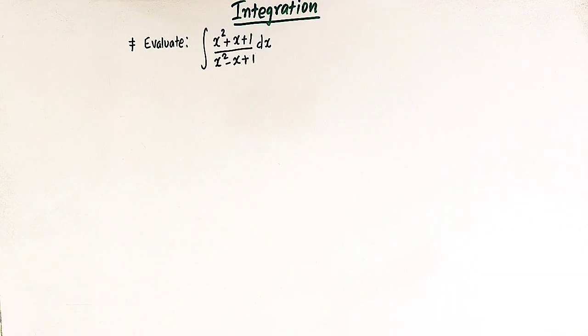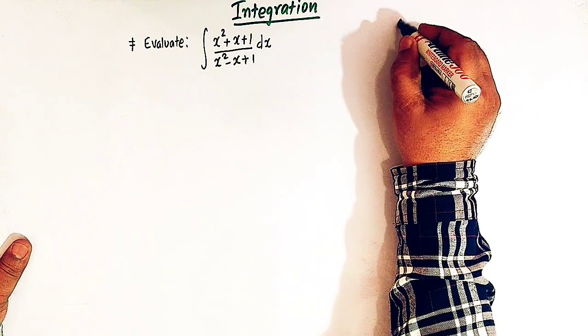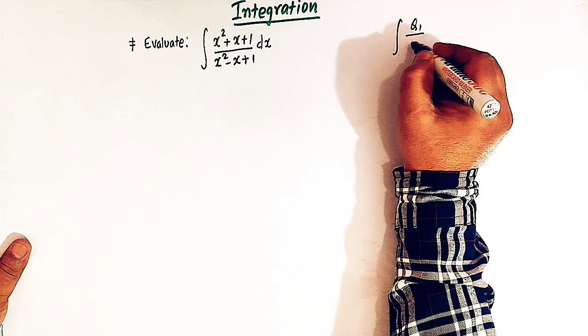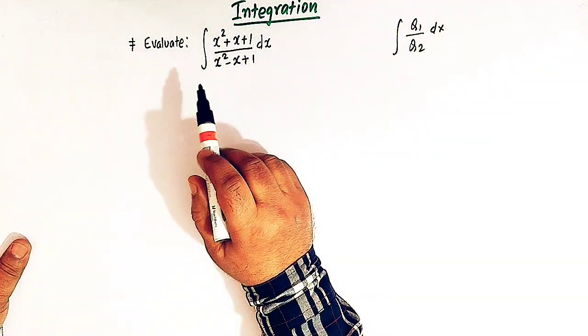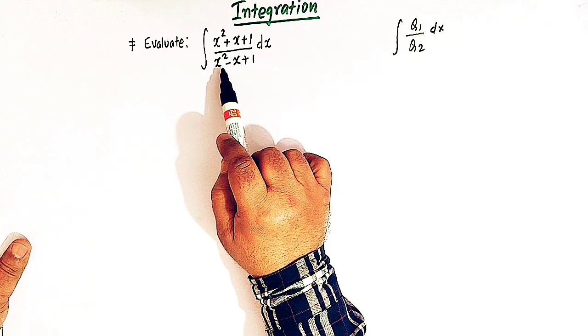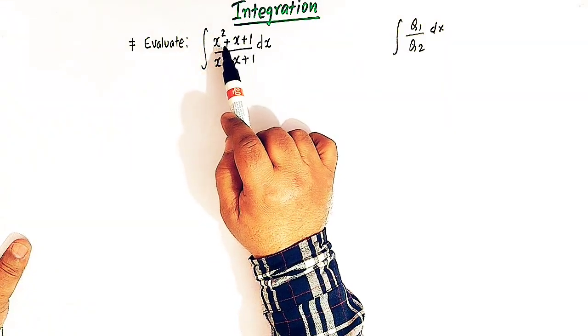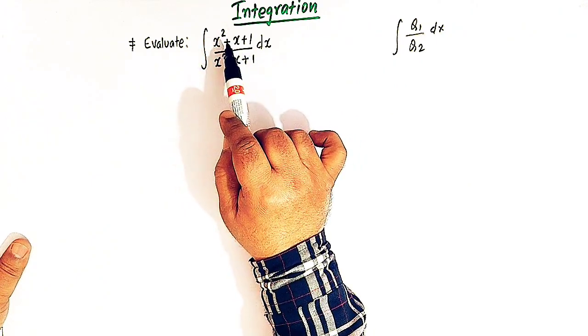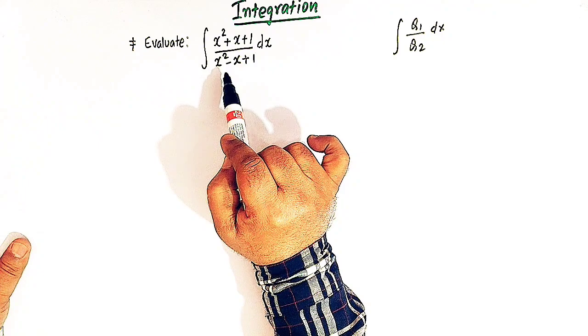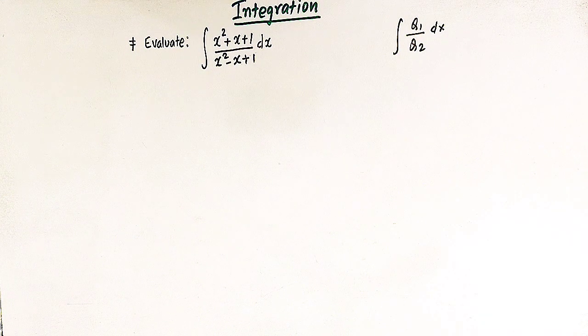Hello viewers, in today's session we are going to discuss another important form of indefinite integration in which the integrand is of the form that is quadratic over quadratic, right? So in this lecture we are going to integrate this function in which the integrand consists of a quotient in which the numerator is a quadratic function and the denominator is also a quadratic function.